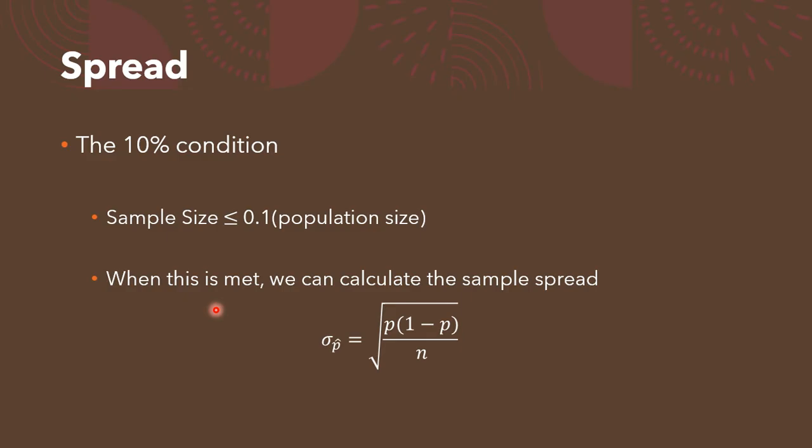When this is met, so when you're under 10%, okay, so when your sample is less than 10% of the entire population, then you can find your standard deviation by using this, which would be the probability that you found, or the predicted probability, the population probability, times 1 minus, so the probability that it doesn't happen, divided by n, which is your sample size, and then you take your square root of that. Okay.